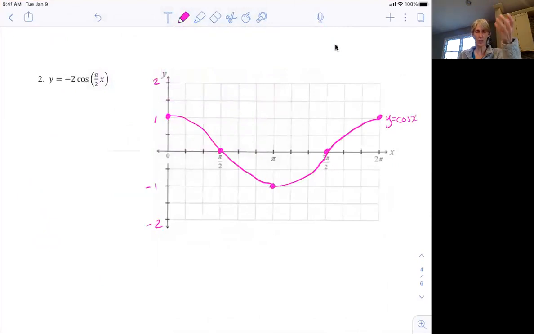Now we want to look at our function and how we changed it and how that's affecting us. This time my amplitude, which is the absolute value of A, is again 2. So it means my highest and lowest points are going to be 2 and -2. I see this negative out front, so I know I'm going to be flipping my curve.